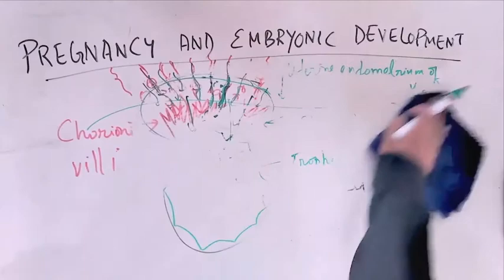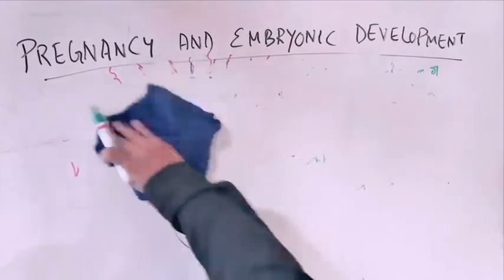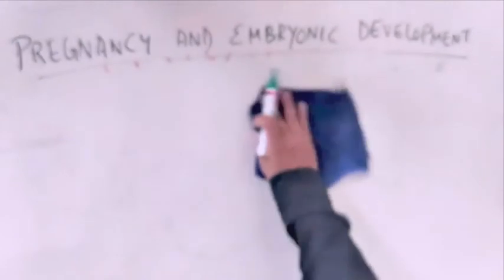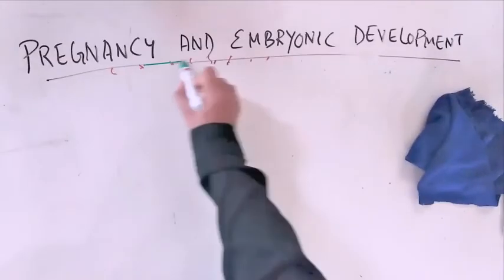So it is a structural and functional unit of the fetus, where the chorionic villi fuses with the endometrium lining of the mother. So that structure together is known as the placenta.